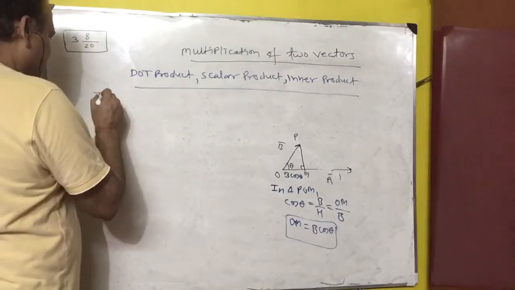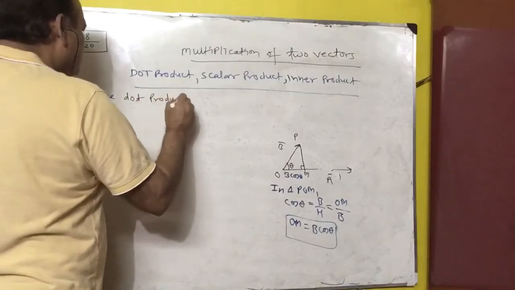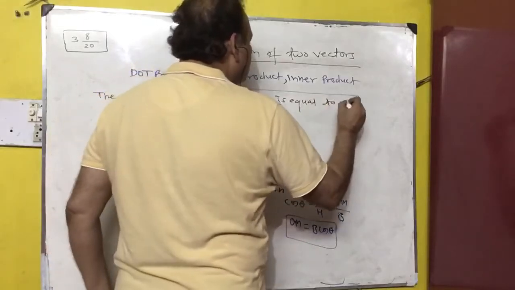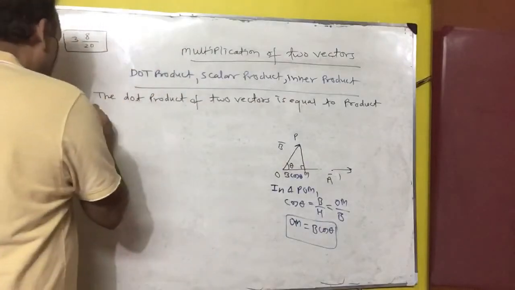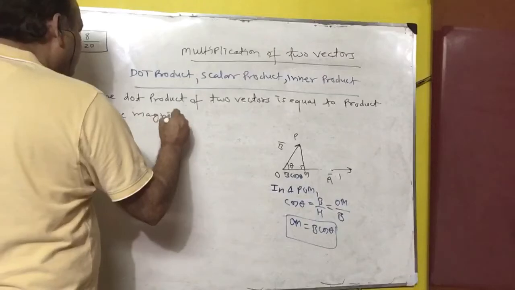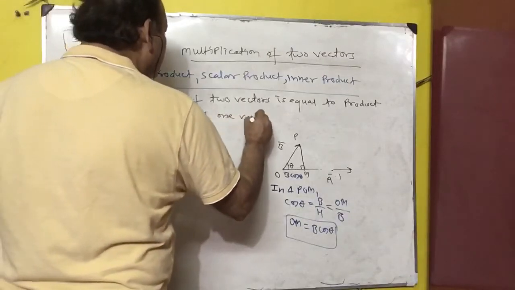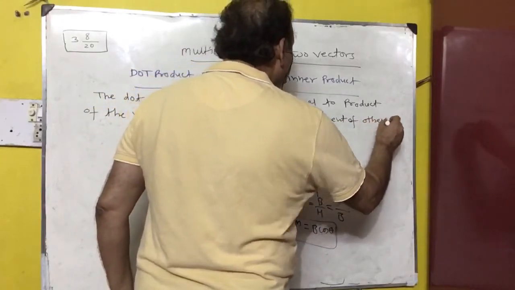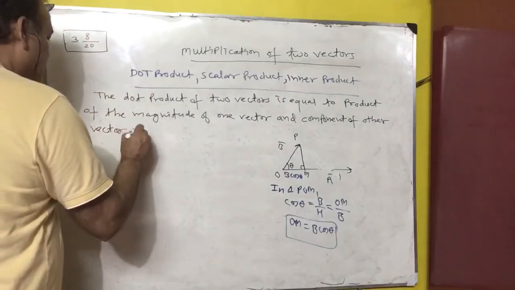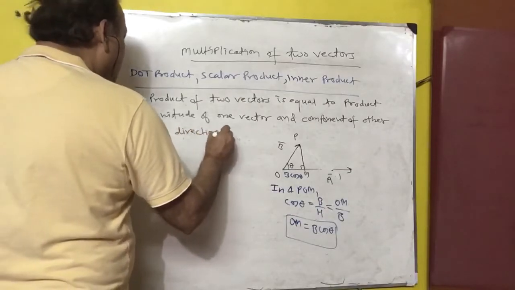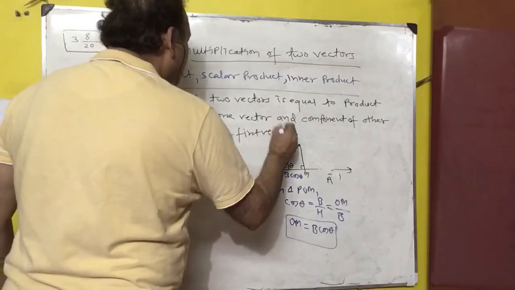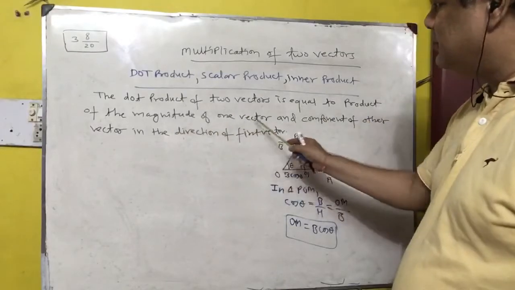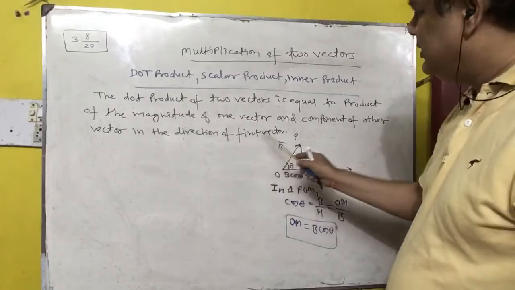देखिए, the dot product of two vectors is equal to product of the magnitude of one vector and component of other vector in the direction of first vector. देखो, the dot product of two vectors is equal to product of the magnitude of one vector and component of other vector in the direction of first vector.